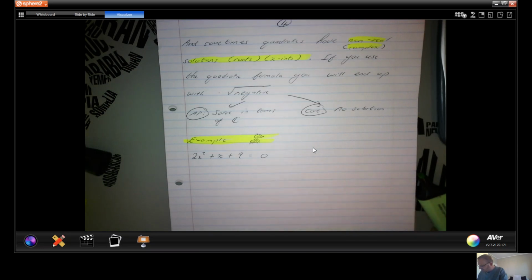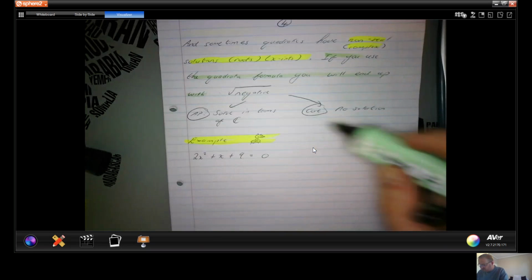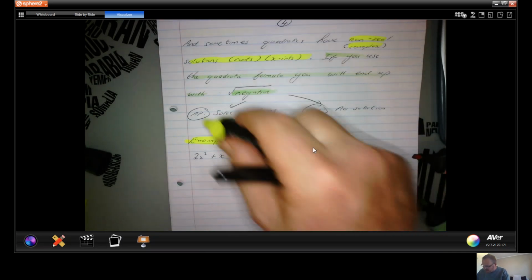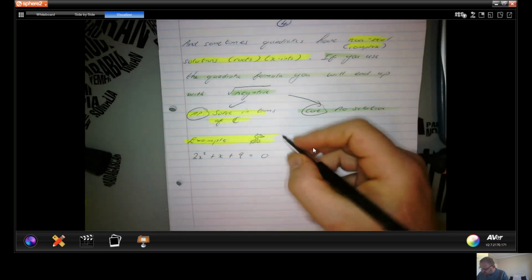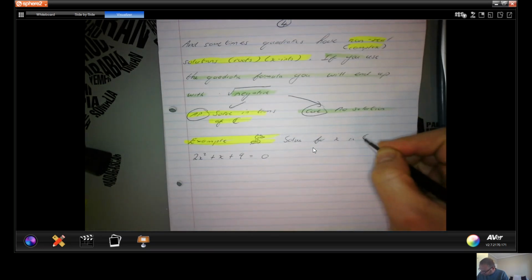And how are you going to recognize when you get imaginary answers? Well, if you use the quadratic formula, what's going to happen when you have imaginary or non-real roots is you're going to end up with a negative under the square root sign. Because as you know by now, the square root of negative numbers are non-real or imaginary. So in AP, if it says solve in terms of C, you're going to carry on. But in core, once you get the square root of a negative number, you're going to say that there are no solutions.